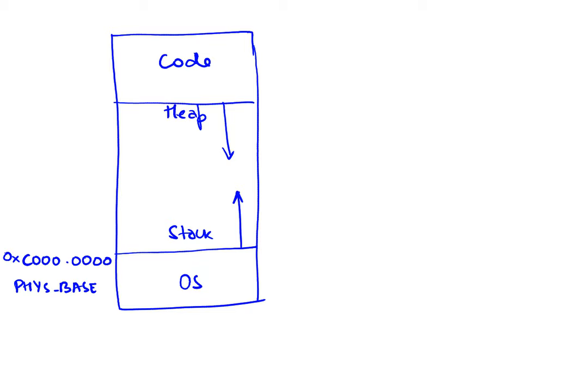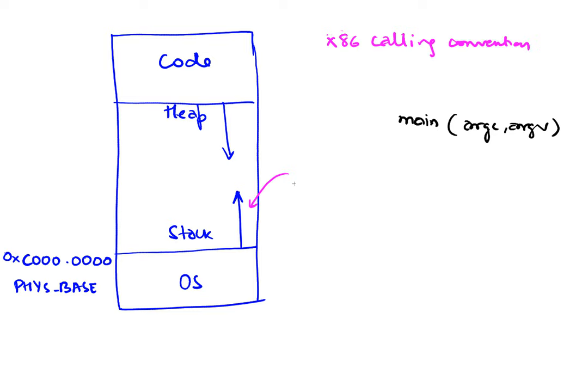And so when we pass our arguments, when we call our main, and main has argc and argv, following the x86 calling convention, we will put our argc, argv, and the return address on the stack. But the interesting thing is that argc is just a number, an integer, so it'll take 32 bits.